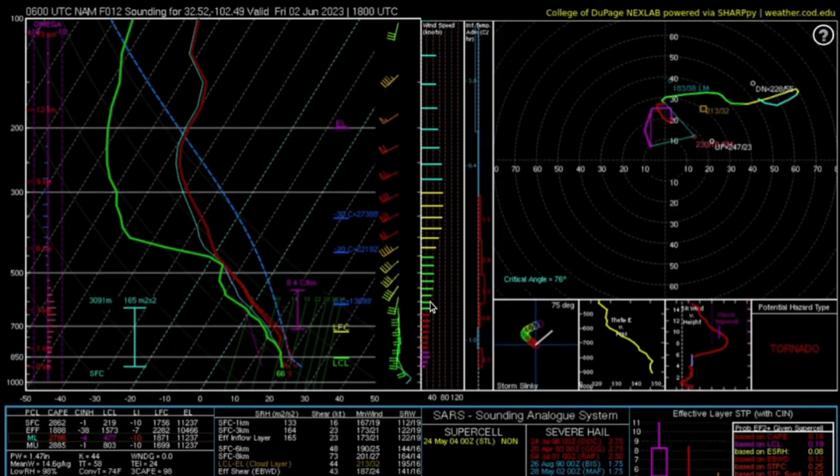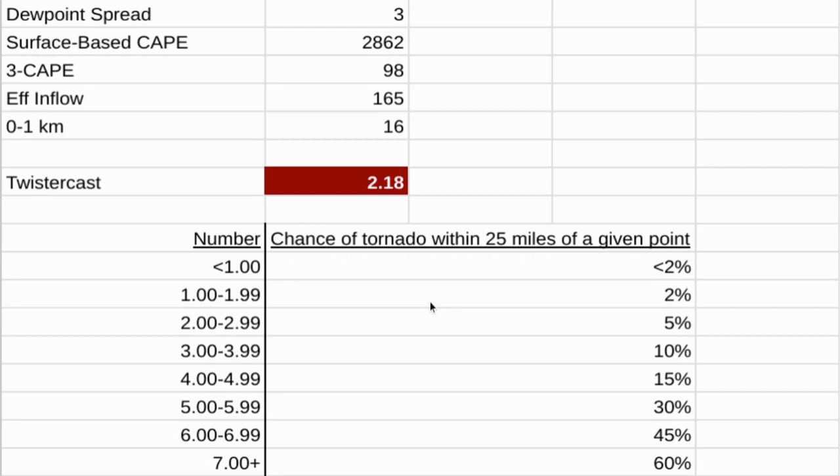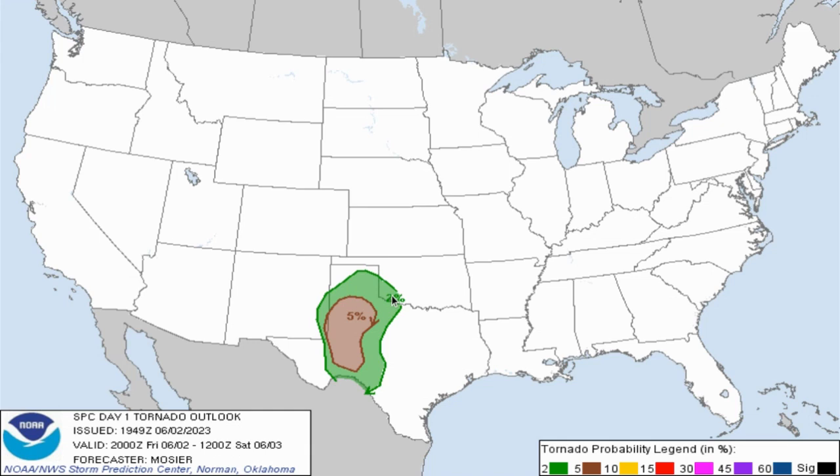This is example 1, which takes place on June 2nd, 2023. Here's the sounding, and when we plug in the numbers, we get a 2.18. When we go down to the chart, we can see that equates to a 5% chance of a tornado within 25 miles of the given location. And when we look at the forecast, we can see that TwisterCast is correct, having predicted a 5% risk as well. This is the official National Weather Service outlook.